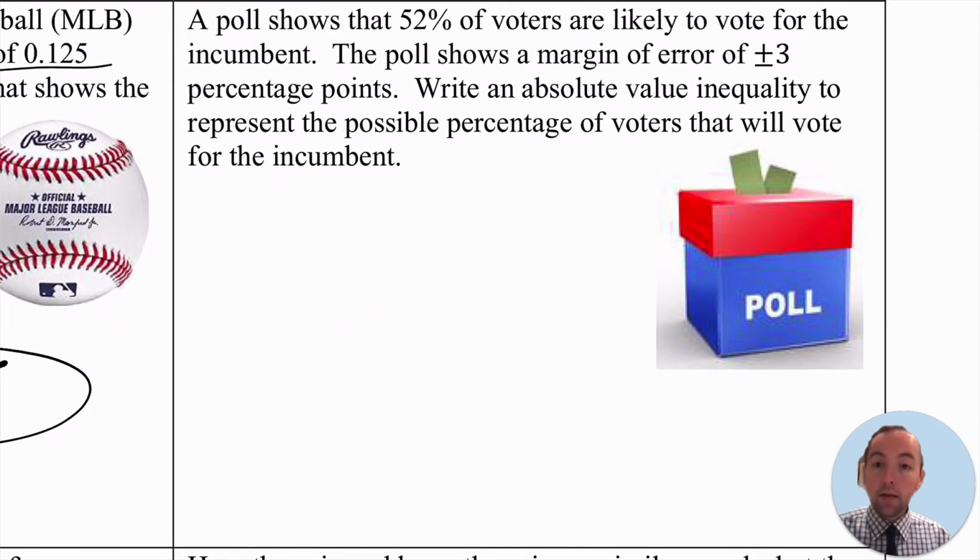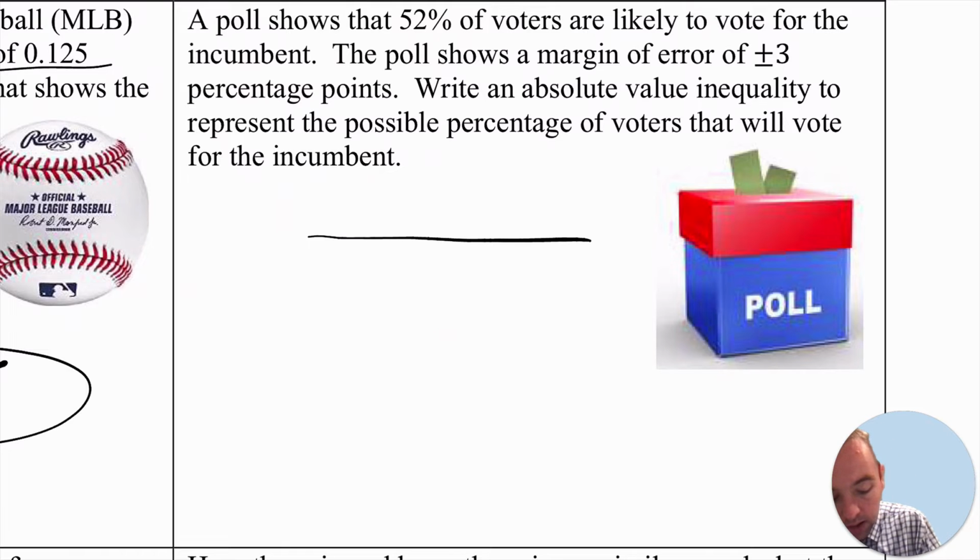This next one says that a poll shows that 52% of voters are likely to vote for the incumbent. The poll shows a margin of error of plus or minus 3 percentage points. So it could go up to 55 or as low as 49. Write an absolute value inequality to represent the possible percentage of voters that will vote for the incumbent.